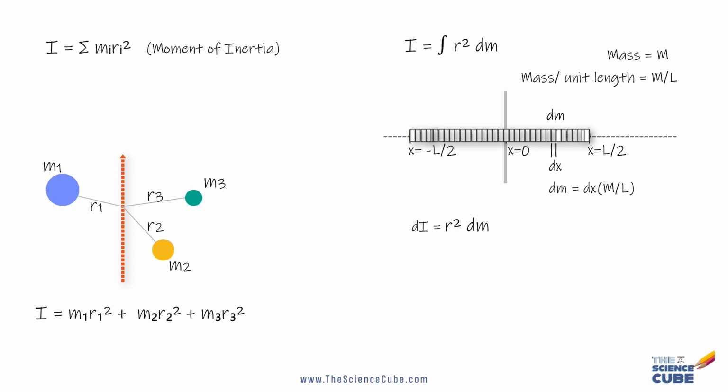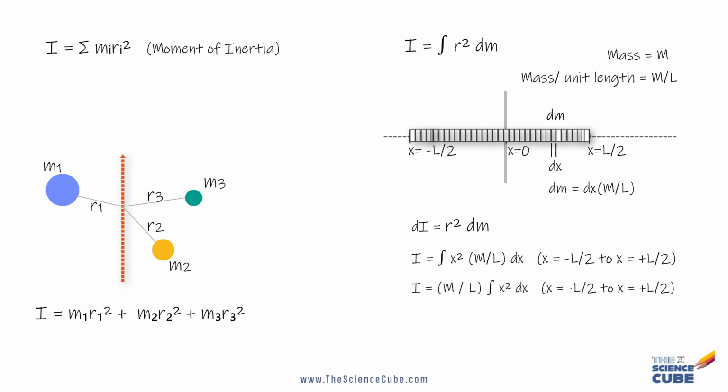And if we integrate from one end to the other, that is from x is equal to minus L by 2 to x is equal to L by 2, which basically means we've included all the elements of the rod, what we get is I is equal to integral x square m upon L dx as you integrate from plus L by 2 to minus L by 2, or I is equal to m by L integral x square dx, which when you simplify, you get I is equal to 1 by 12 ml square about this axis.